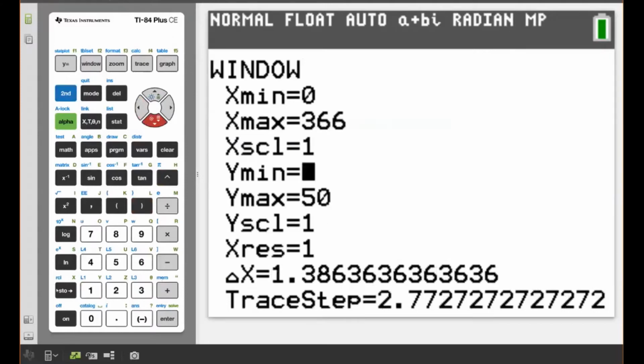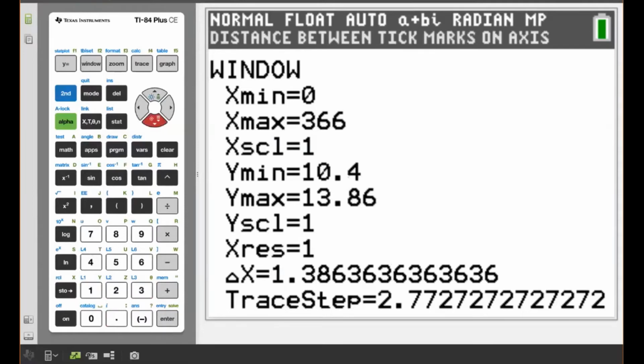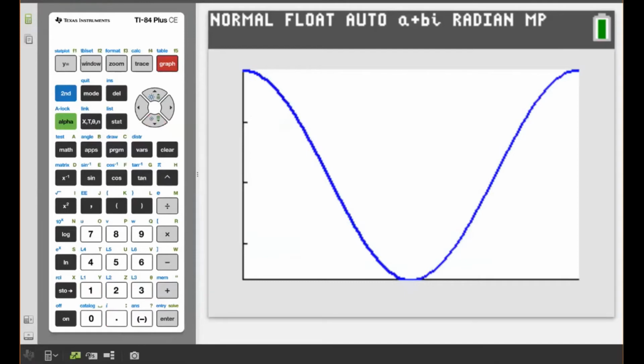Now my y min, my amplitude was 1.73. My y shift was 12.13. Now I'm going to go minus 1.73, taking away the amplitude. And likewise, the next one, 12.13 plus 1.73 for my amplitude in my other direction. And again, so that should nicely set up our window there. So when I head to graph, we should really nicely see that function there. So that's just how you can use what the equation actually is to inform your graph. And don't be scared of putting equations into the window. It's really easy and it makes it really nice to follow.